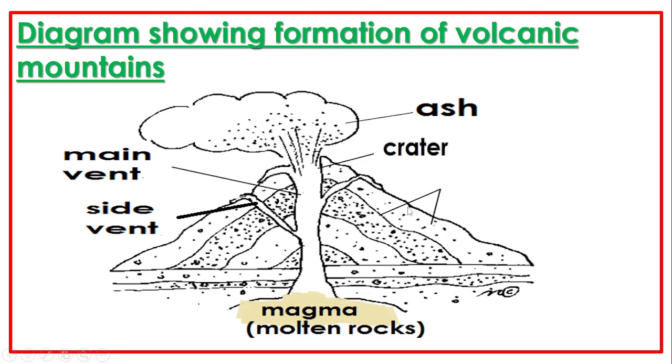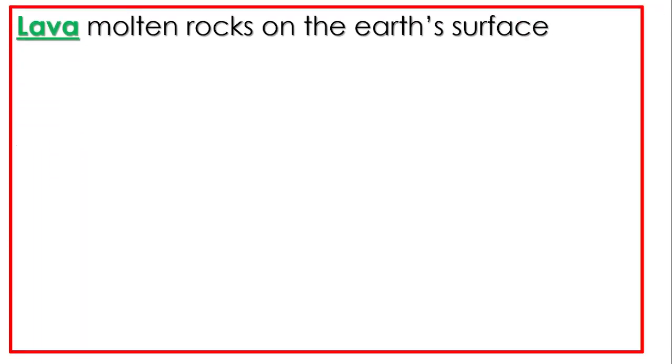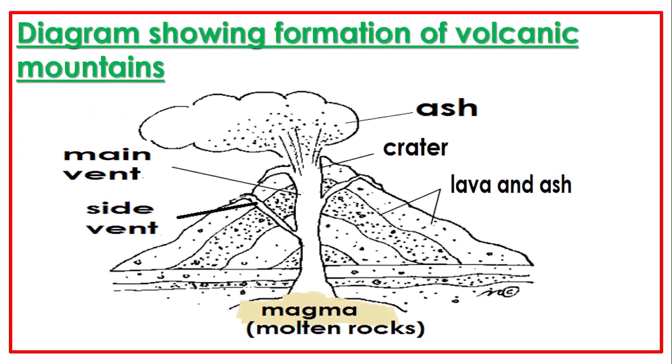Then we have these two layers. We have this one and this one. One is a layer of lava, another one is a layer of ash. So that's how a volcanic mountain is formed. Yes. So after that, we are going to talk about some of these words that we have used here. What is lava, what is a crater, and so on, and what is magma.